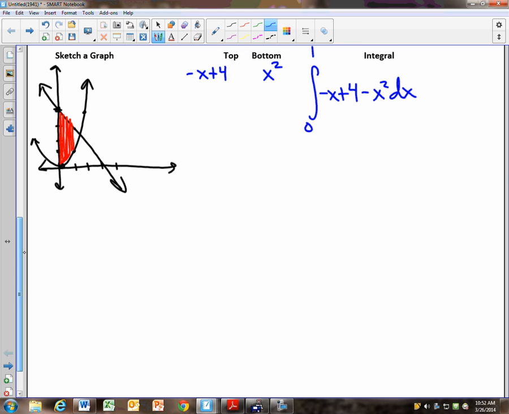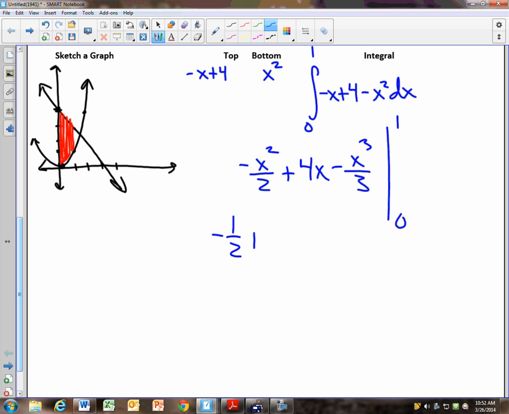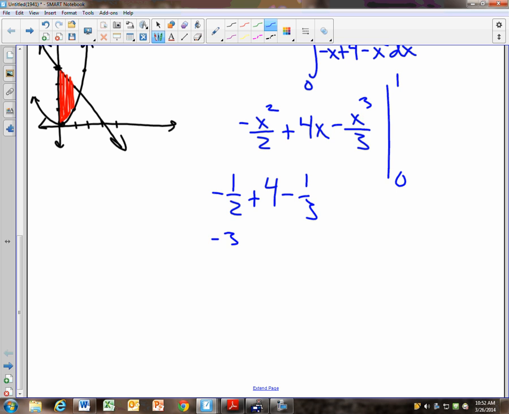What's the antiderivative of negative x? Negative x squared over 2. Antiderivative of 4, 4x. And negative x to the third over 3. Evaluated. What am I going to get if I plug in 0? 0. Easy. So we just get negative 1/2 plus 4 minus 1/3. What's my common denominator? 6. So I got negative 3 over 6 plus 24 over 6 minus 2 over 6.